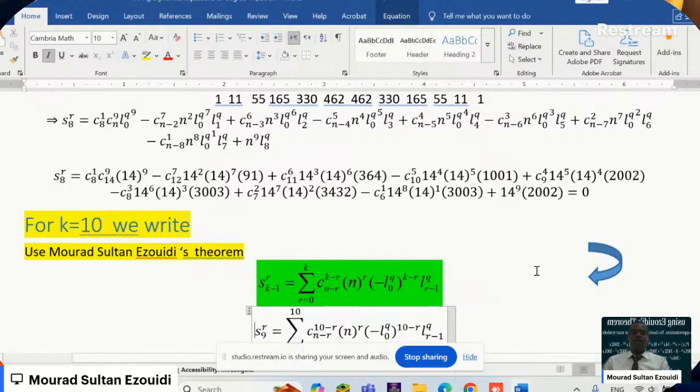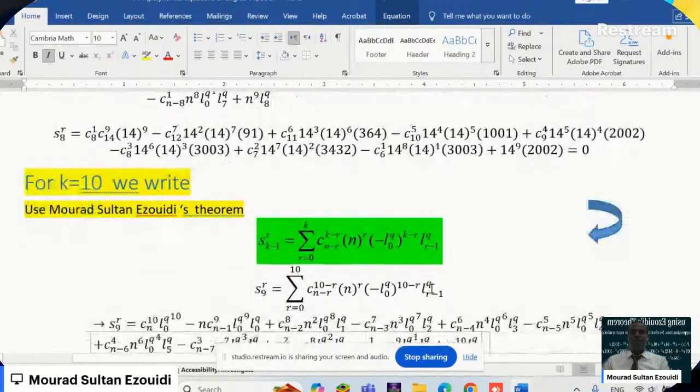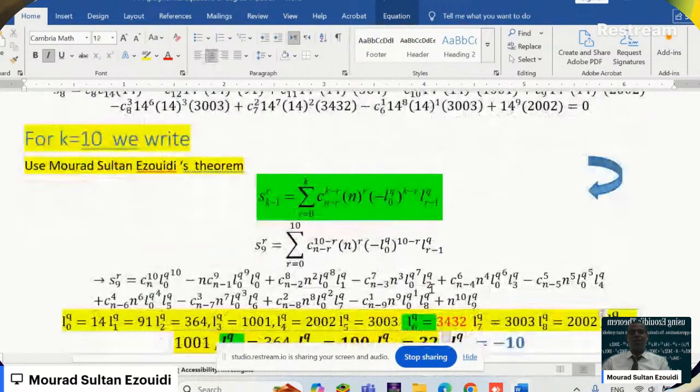We put k equal 10 in the recursive formula and try to find the value of S9, because 10 minus 1 is 9. S_{k-1} equals the sum from r = 0 to k of combination (n−r choose k−r) n^r times (−L0(42))^(k−r) times L_{r−1}(42). Here, what's needed exactly is to put k equal 10, and you will obtain S9 because 10 minus 1.